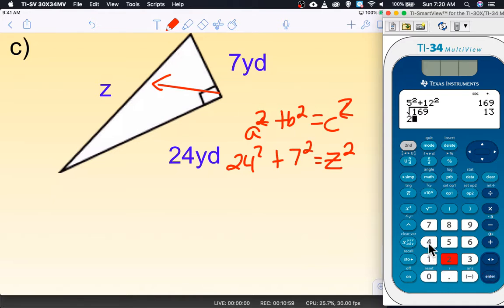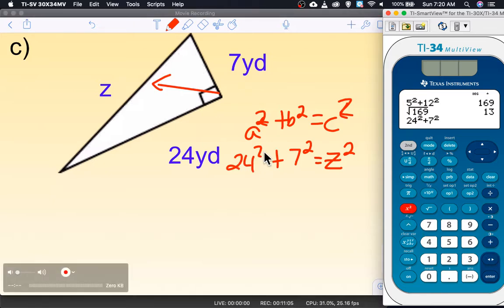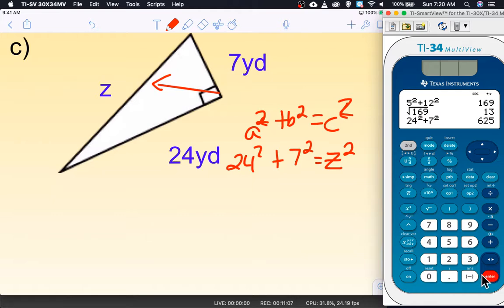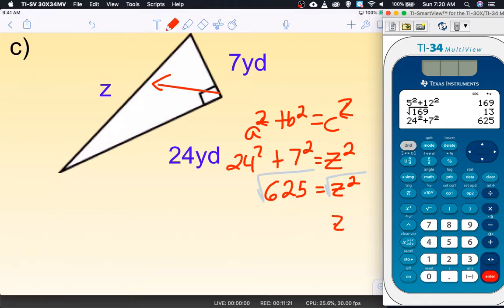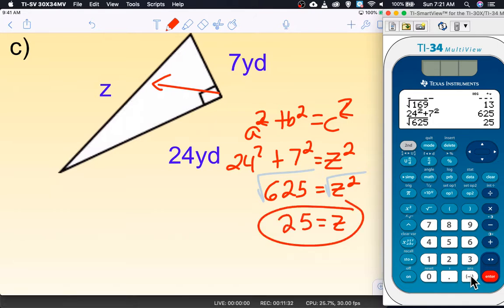I don't know what 24 squared is, so I'm actually going to use my calculator here. And I might as well just type the whole thing in while I'm doing it. So 24 squared plus 7 squared is 625. And then to solve our equation, we're going to square root both sides to make the z squared just a plain old z. So if I square root 625, I get 25. So this side is 25 yards long.